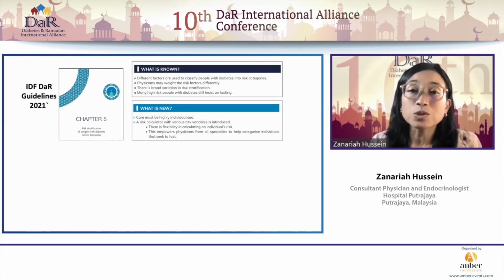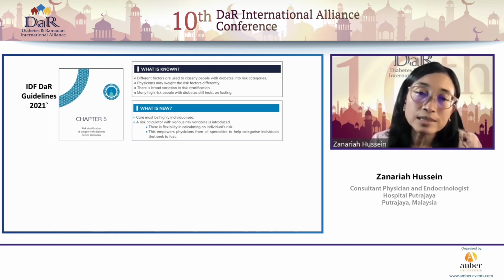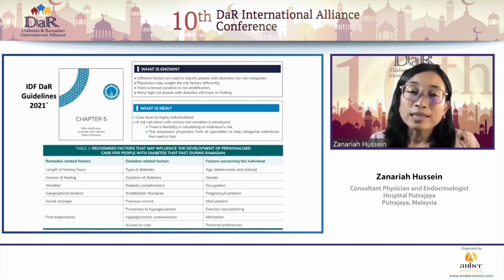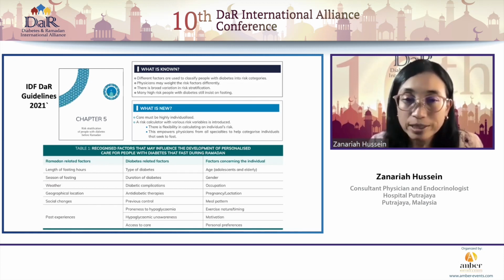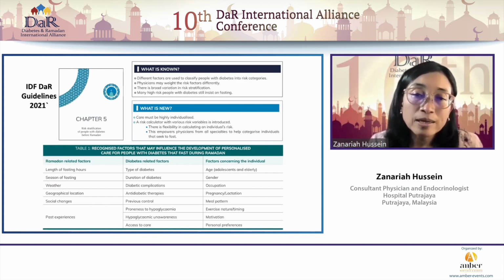So we've heard a lot about the IDF-DAR guidelines of 2021, and it was really welcomed because there was a need for a tool that took into consideration the different elements and gave weightage separately to all of them, and that could then be incorporated into a risk calculator which would give a score. Depending on the score, it could risk stratify the individual and give the physician the appropriate recommendation for the individual to fast or not to fast, or to address certain issues, particularly education of the patient and treatment adjustments.